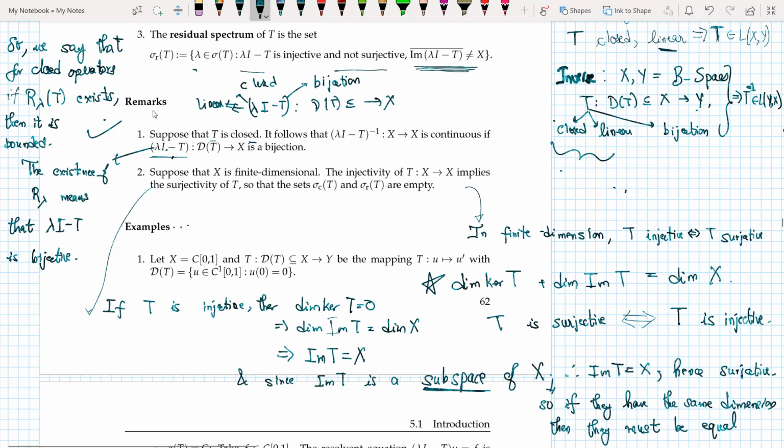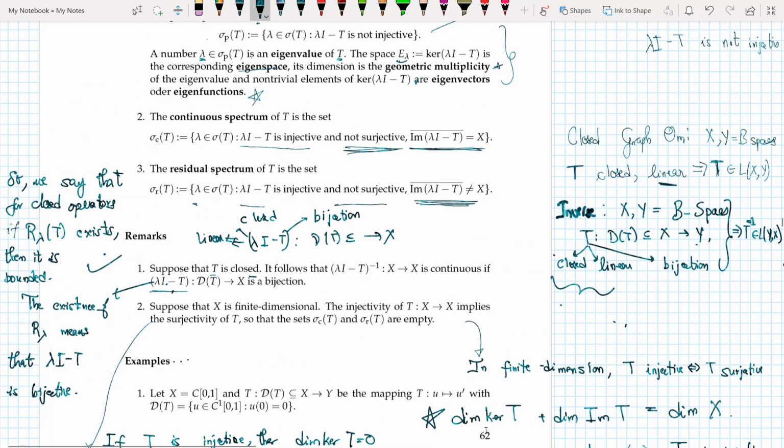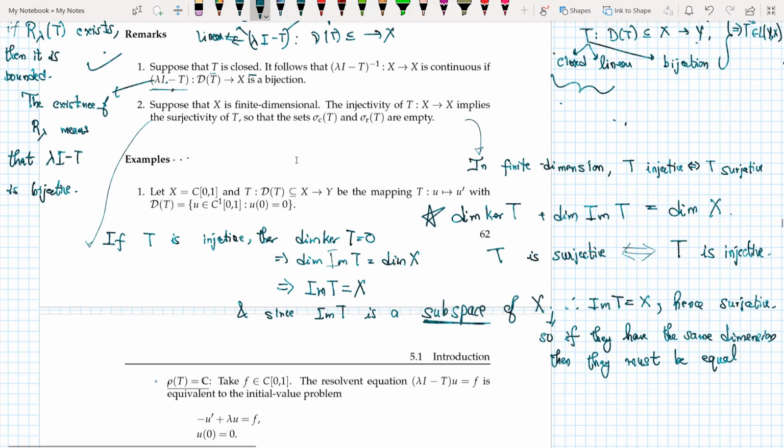And now I can say that since it's if and only if, this case cannot exist, that lambda I minus T is injective and not surjective. So similarly in residual spectrum this case cannot exist. So if X is finite dimensional, basically in the finite dimensional case, the continuous spectrum and the residual spectrum are null and empty sets.